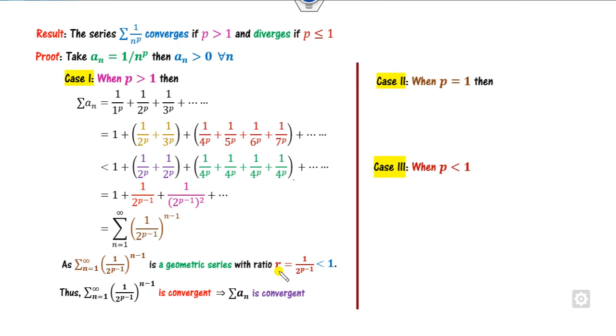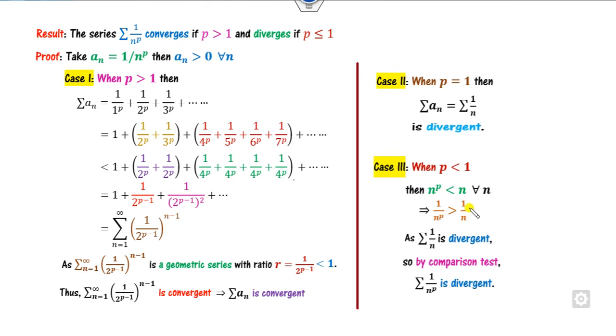On the other hand, if you consider p equal to 1 and p less than 1, what will happen if p is 1? So this an is my 1 by n, and we know that 1 by n is a divergent series. When p is less than 1, what is the meaning of that? n^p is less than n, and it implies 1 upon n^p is greater than 1 by n. So that clearly proves that it is divergent. So by the limit comparison test, this is a divergent series.